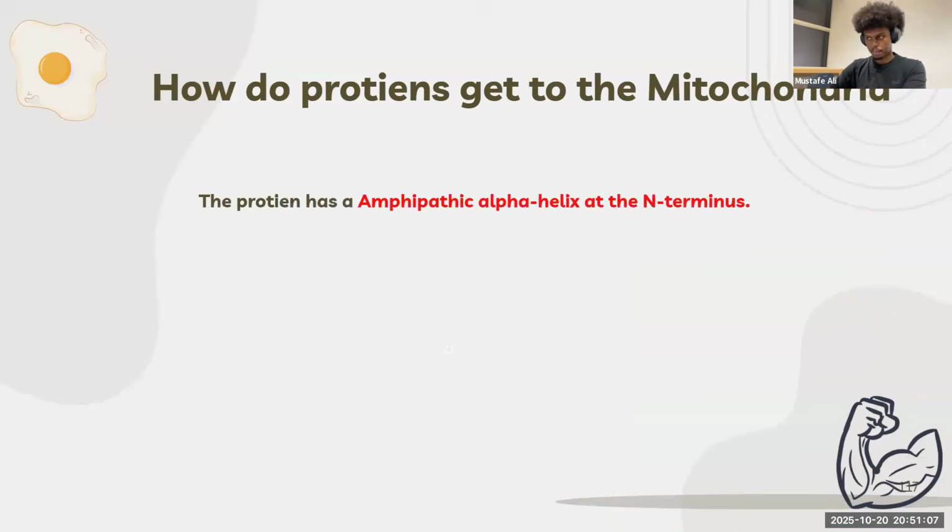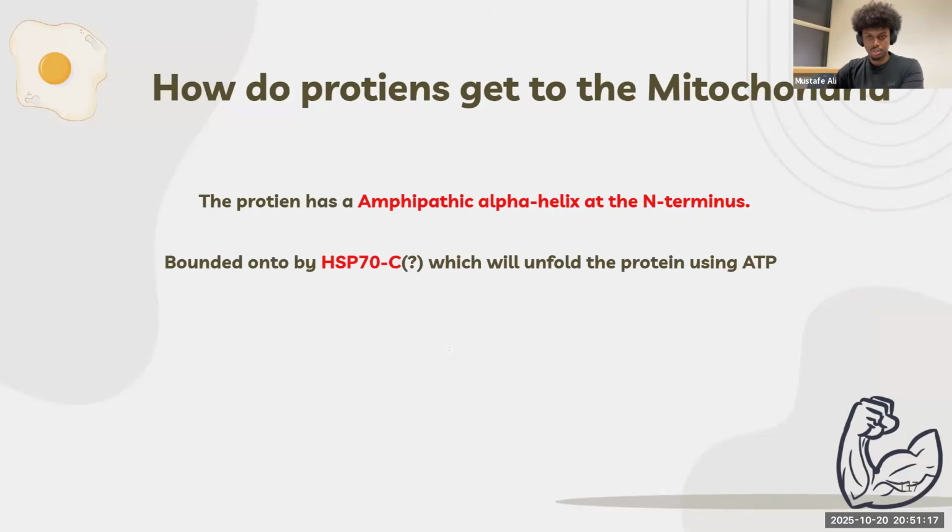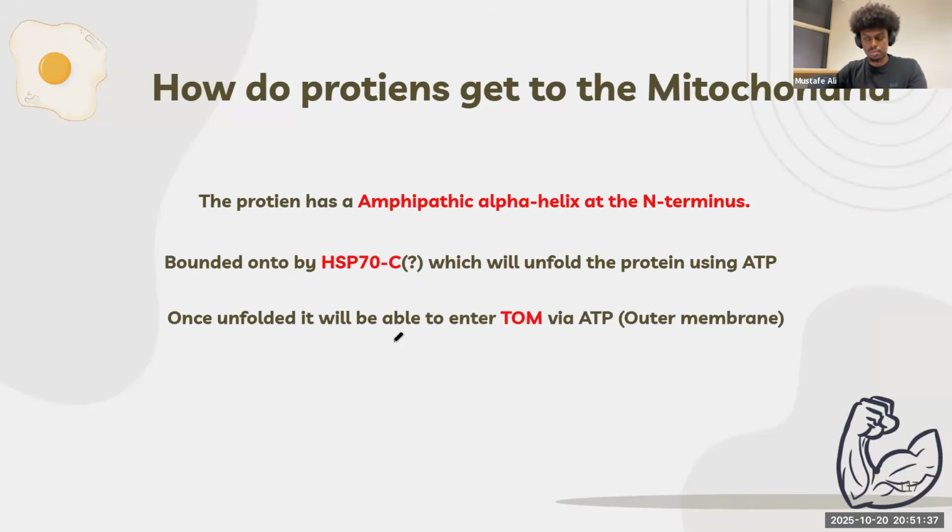To repeat one more time, the protein has a signal, and this signal is called the amphipathic alpha helix, which is present at the N terminus. Now, this area will be attached to by HSP70C. Okay? HSP70, again, being a chaperone. Now, this time, chaperones, we know that they usually fold the protein, right? In this case, it will unfold the protein, okay? Sometimes it can unfold proteins. And in this case, it will unfold the protein. Once it unfolds the protein, it can then enter TOM, all right?